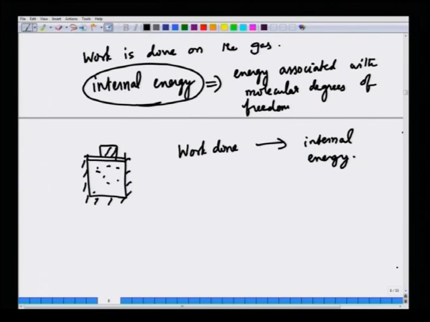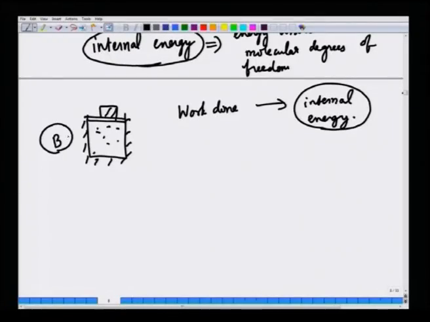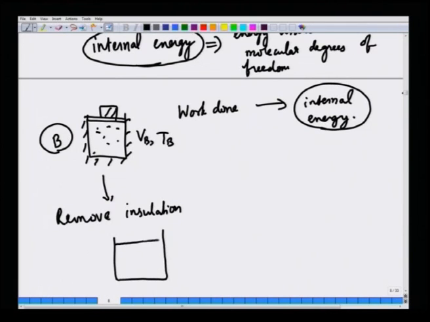Now, is this the only way to change internal energy? The answer is no. We can also change internal energy through an entirely different route. So, imagine the gas is now in state B with volume Vb, temperature Tb. Now, imagine removing the thermal insulation, thereby you are now allowing the piston cylinder assembly with gas present at temperature Tb to transact energy with surroundings by virtue of transfer of heat.